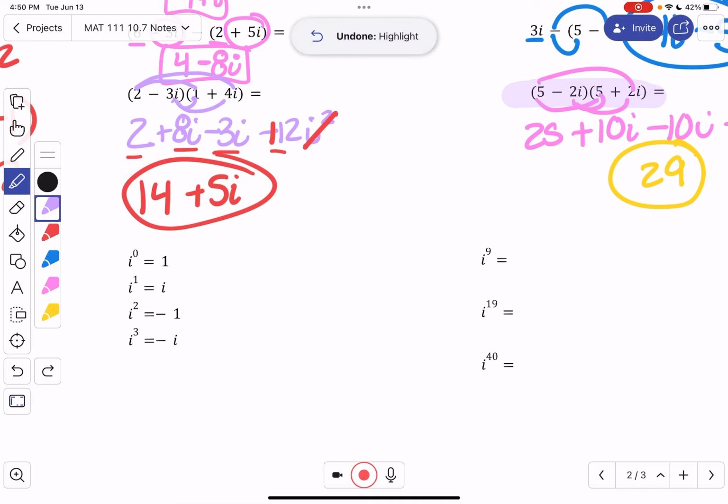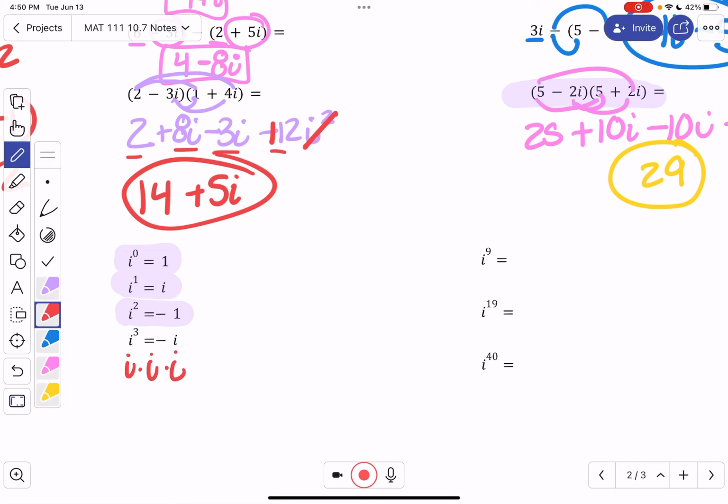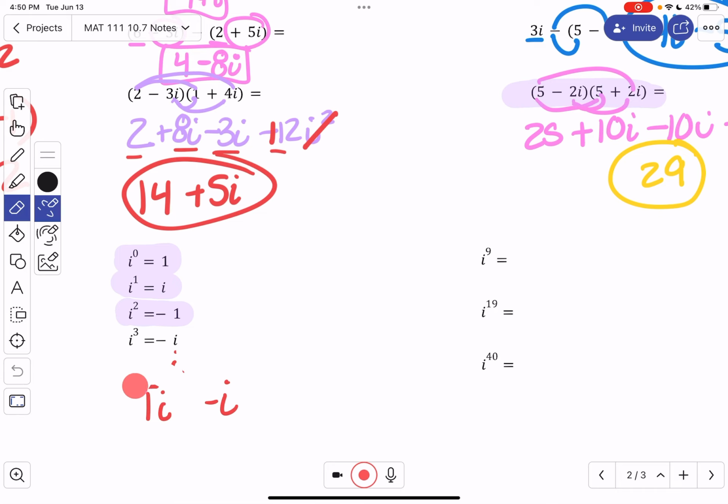So anything to the 0 power is 1, always. Anything to the first power is itself, so i to the first is i. And then i squared is -1 by definition. Now, i cubed is like saying i times i times i. Well, those two i's mean i squared. -1 times i is -i. And that pattern's going to keep going on and on forever. i to the 4th, i to the 5th, i to the 6th, i to the 7th, and then it's going to reset. So this pattern will always be true.